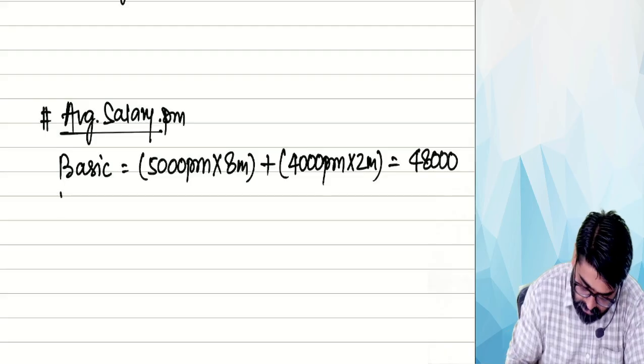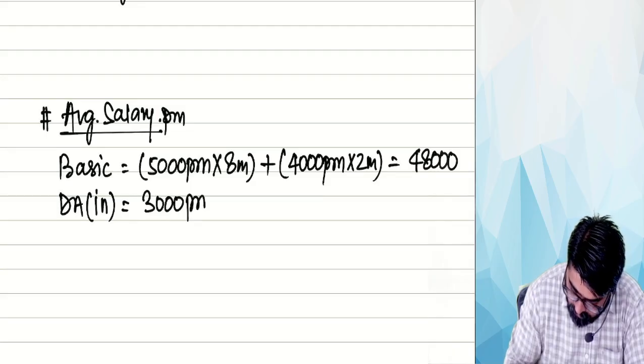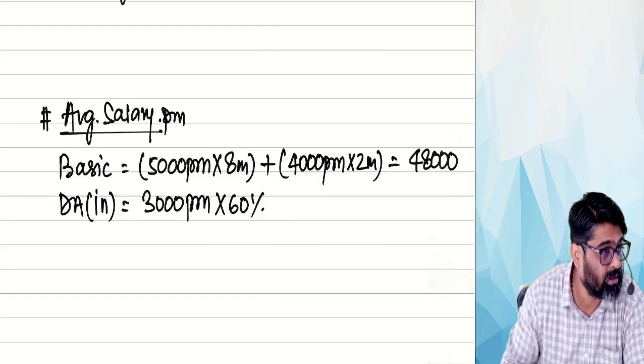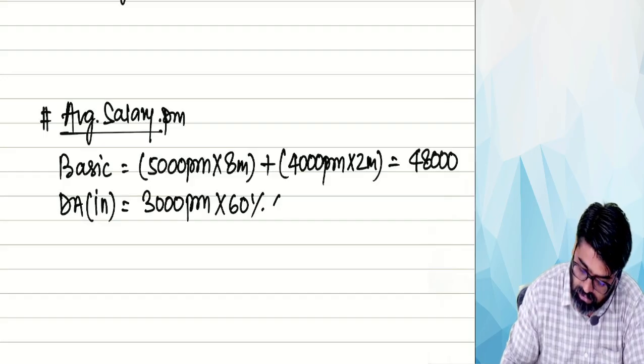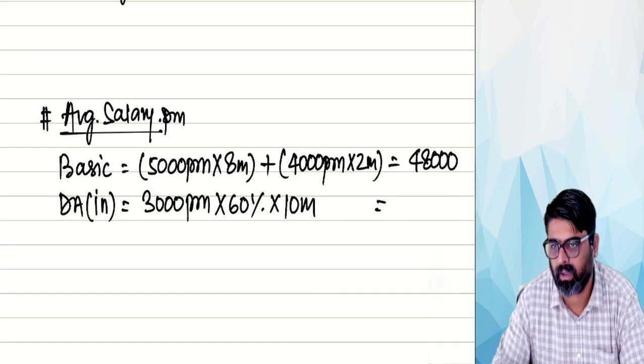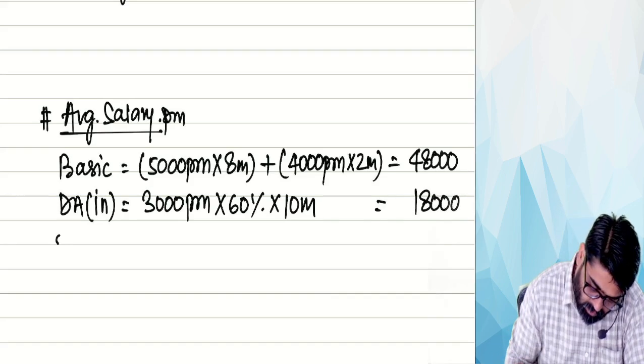48,000 basic. DA in terms: it was 3,000 per month. Total DA, out of that 60% is in terms. You can see the question. So 60% multiplied by 10 months, because in the last 10 months DA has not changed. It will be 18,000. Now, turnover commission.